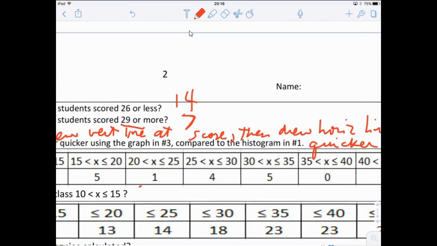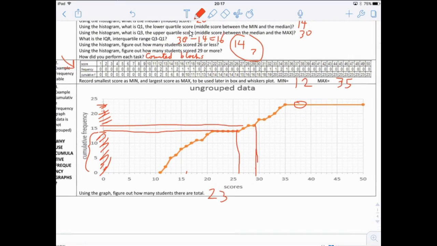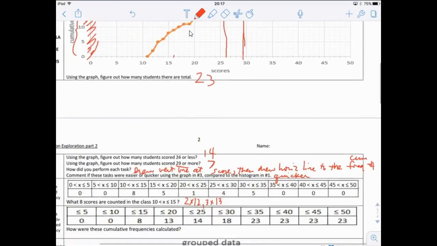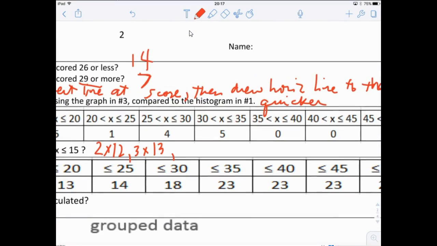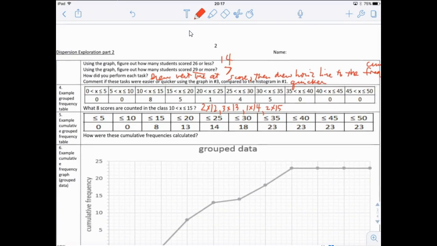2 12s, 3 13s, 1 14, and 2 15s. Okay? So those are the 8 scores that are contained in the class interval 10 through 15, and we don't know exactly what they got anymore when we reduce it to this format, right? Oh, I'm sorry, into this format, okay?